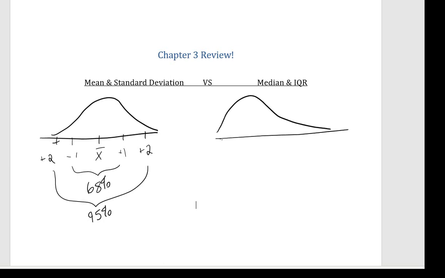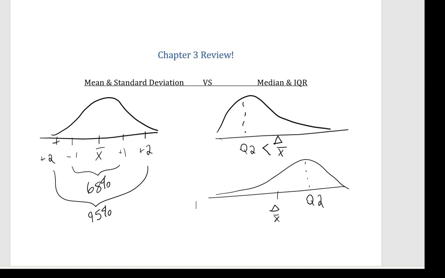Now, when we're using the median and IQR, we're going to use that when we have skewed data, so either skewed right or skewed left. So remember, if our data is right skewed, our median, aka Q2, is going to be at the center. And if we have right skewed data, that means that our average is going to be to the right, which means it's going to be greater than our median. And if we have left skewed, that means that our mean is going to be to the left.